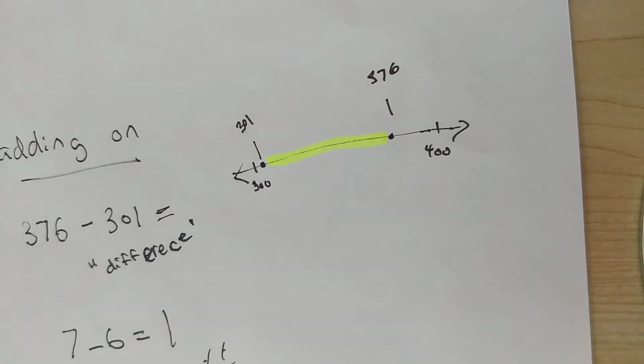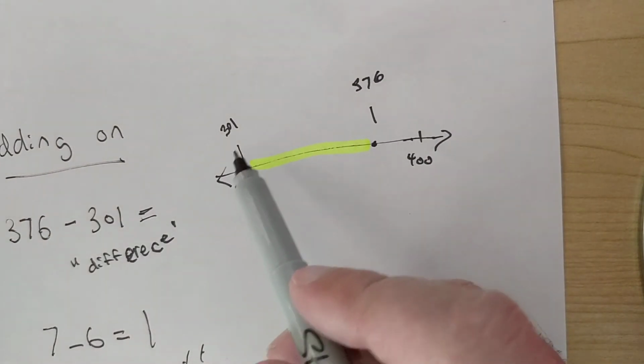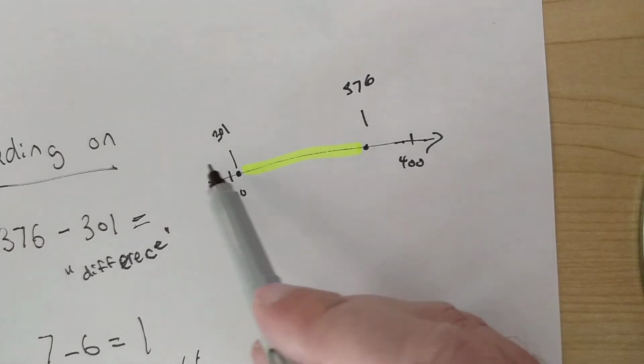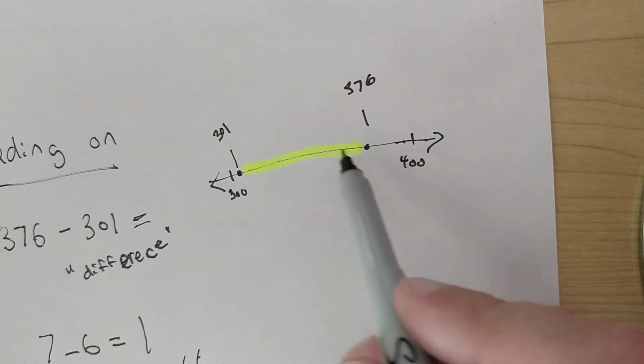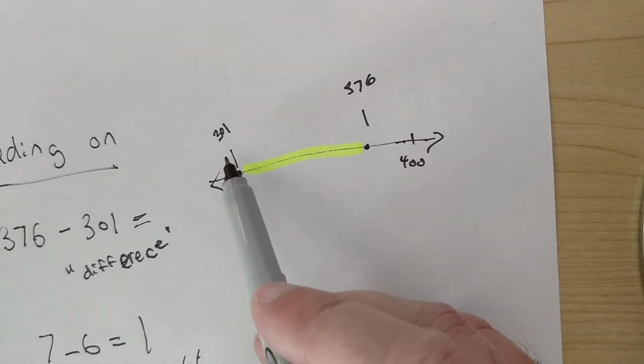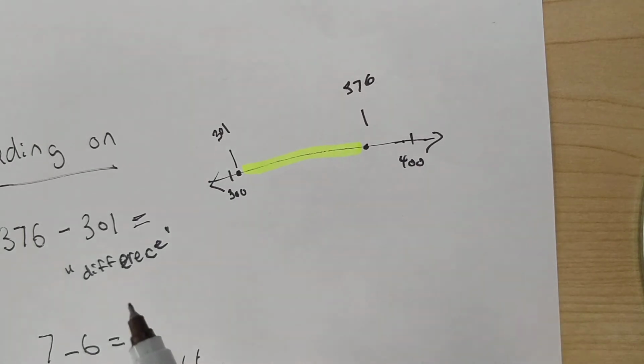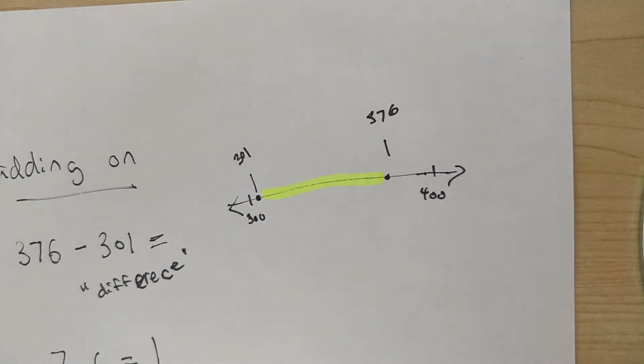So there's a number of ways I can do that. One is I start at the smallest number and I just count up, right? And I can see that there's a difference of 75 there because 301 to 376 is going to be 75. I can sort of see it. It worked out fairly easy this time.